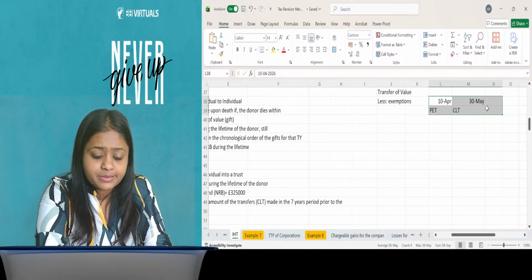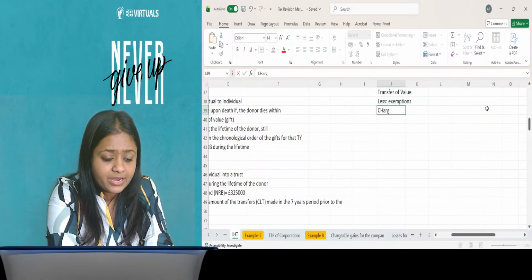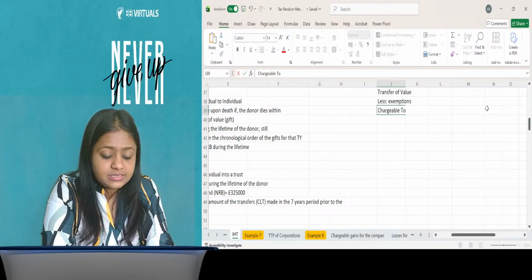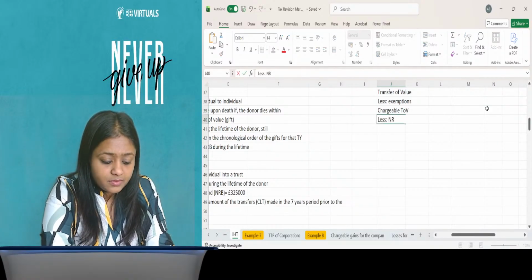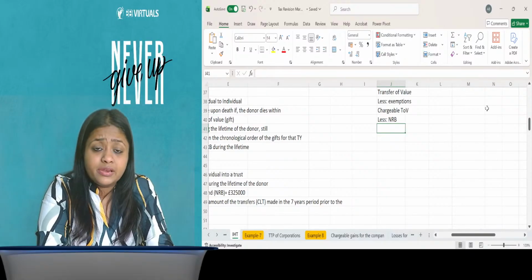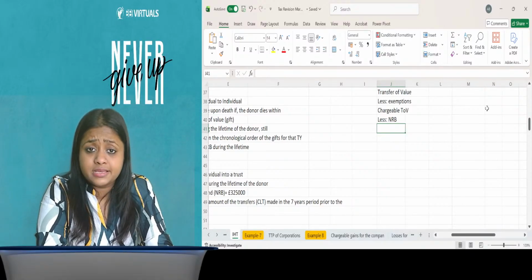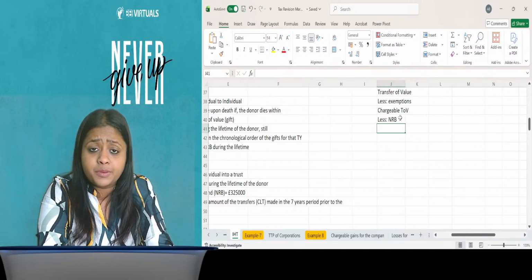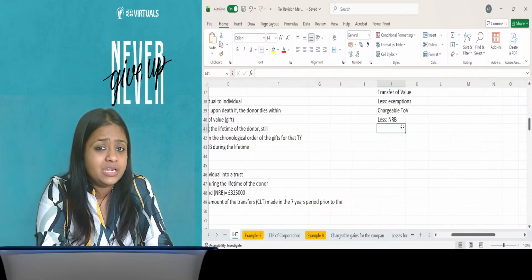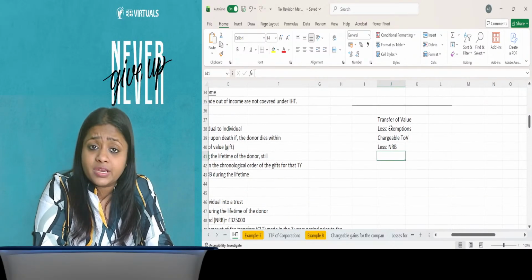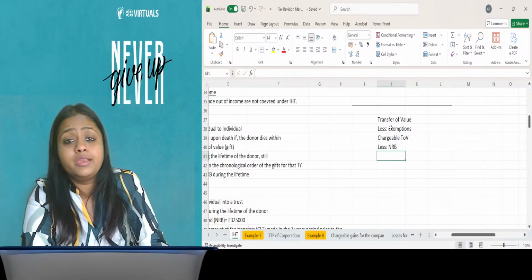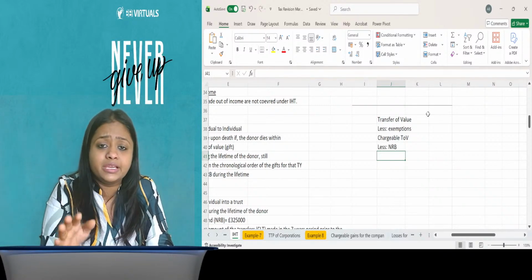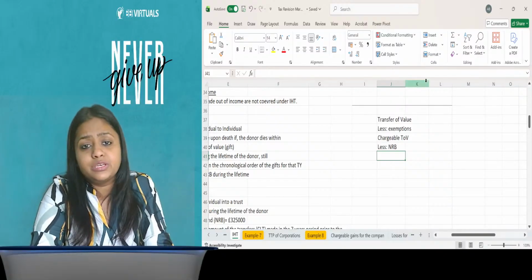So now when you adjust exemptions, you will get the chargeable transfer of value. And from this, then you will reduce the NRB. NRB is the nil rate band. The nil rate band for your tax year is 325,000. That means from this value you will reduce this NRB of 325,000. Okay, this is available on a gift by gift basis. It is not annually available. If I have made 10 gifts in the tax year, I will adjust the NRB against all the 10 gifts individually. There is just one rule that you need to remember.